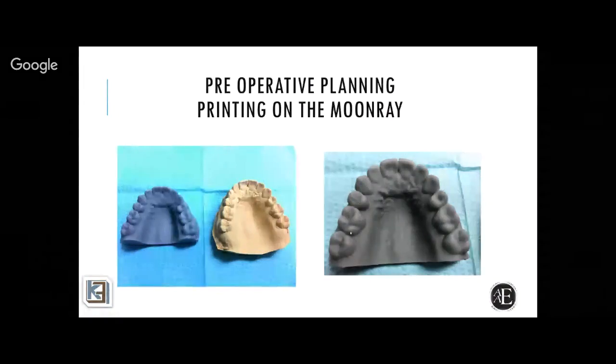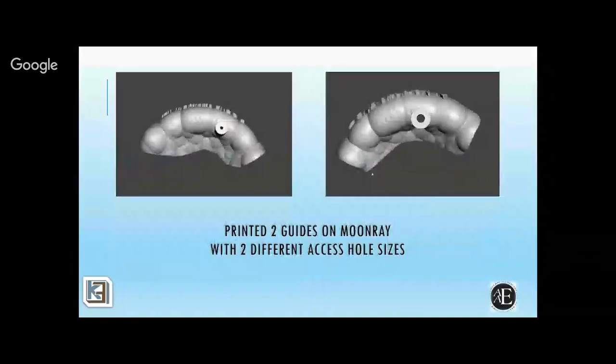What we did is I took the models and I scanned it, and I actually printed the model on the Moonray, and I did a test drill. I brought in my surgical guide, and as you see here, I had to print 2 guides on the Moonray with 2 different access holes to accommodate the 2 different diameters of the Munce burs as I get deeper inside the tooth. Usually we would start with the smaller diameter guide and then move on to the longer diameter guide as we go deeper to accommodate the shaft of the drill.